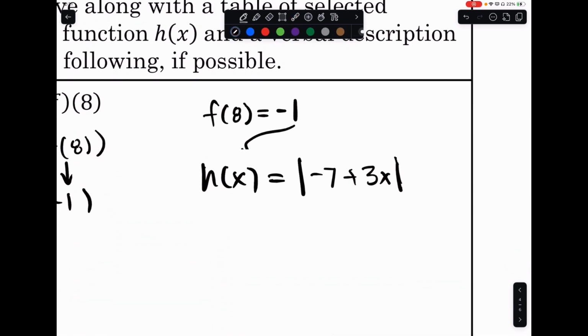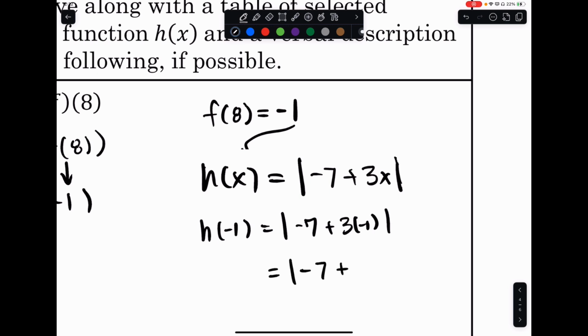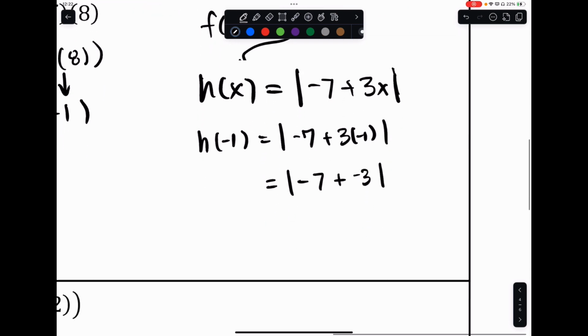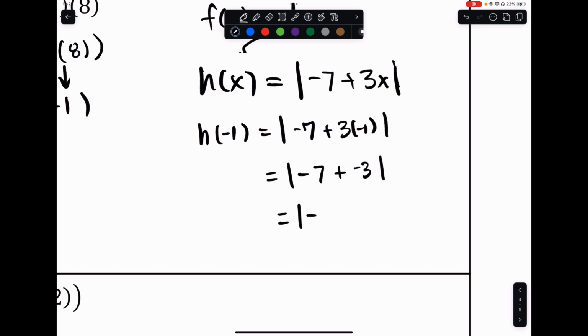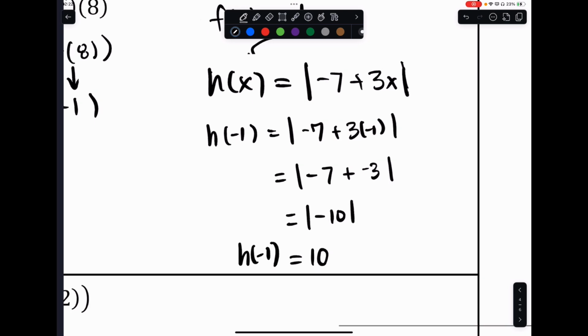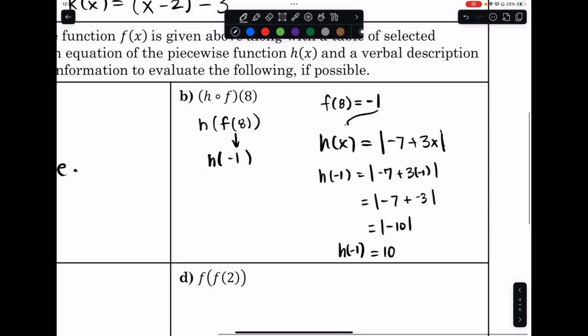So now to evaluate h when x is equal to negative 1, we're going to get the absolute value of negative 7 plus 3 times negative 1, which is negative 7 plus negative 3, since 3 times negative 1 is negative 3, which is the absolute value of negative 10. And the absolute value just simply makes everything positive, so we end up with positive 10. So h of negative 1 equals 10. And there is my solution to my composition. So h of f of 8 equals the number 10.